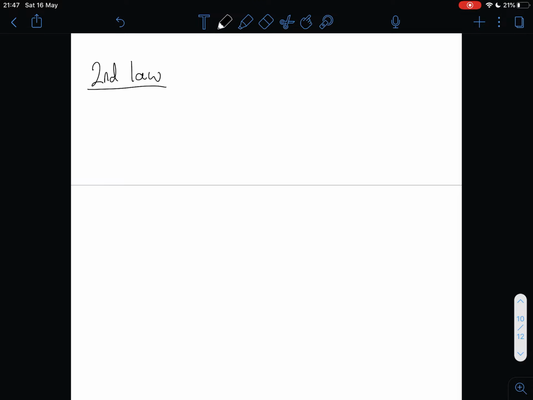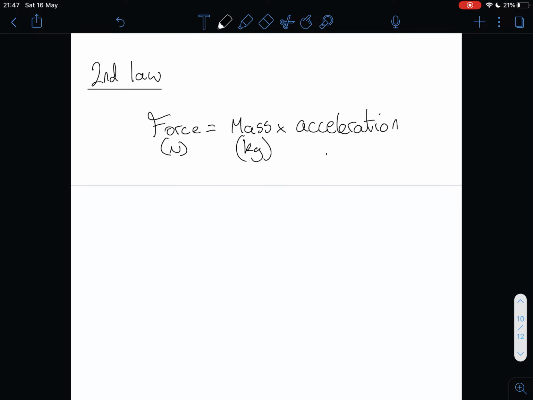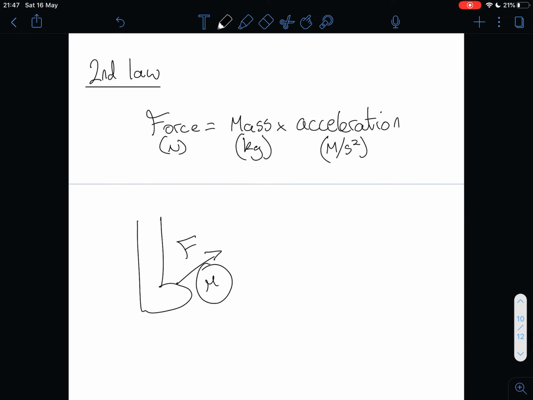Second law is an equation, nice and easy one. Force acting on an object, which is measured in newtons, is equal to the mass of the object, in kilograms, times the acceleration acting on the object, in meters per second squared. So what does it mean in real life? It means take a ball, kick the ball by applying a force, the mass is the ball, and lo and behold, the ball will accelerate away.